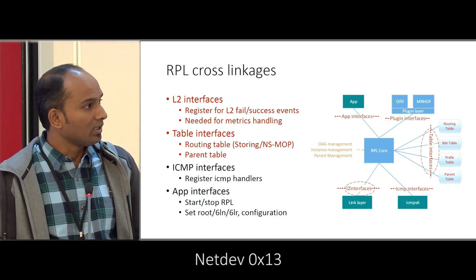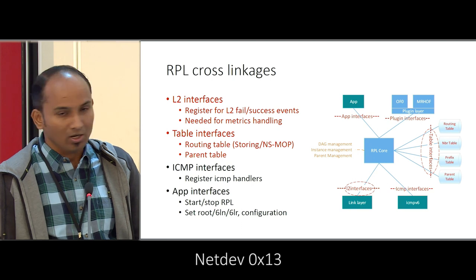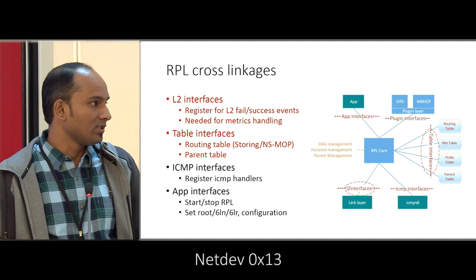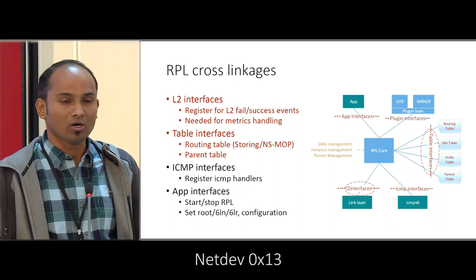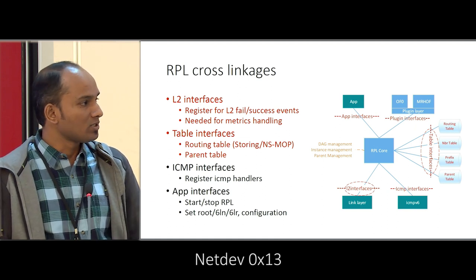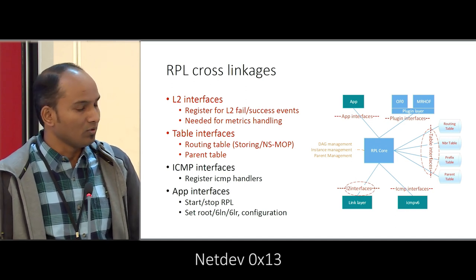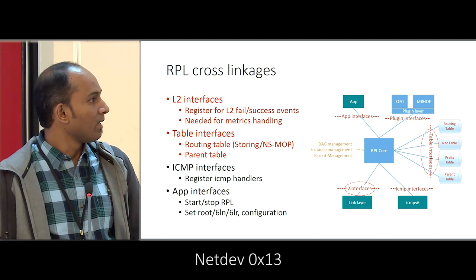Second, there are some changes required in these tables for RPO handling. And then there are L2 interfaces. What I mean by L2 interfaces is that if you have a link layer transmission problem or issues, or if you want to notify about the signal strength, then that information will be transmitted from these L2 interfaces. And then the ICMP interfaces, these are very standard. So you need to have your own handles registered for ICMP releases.